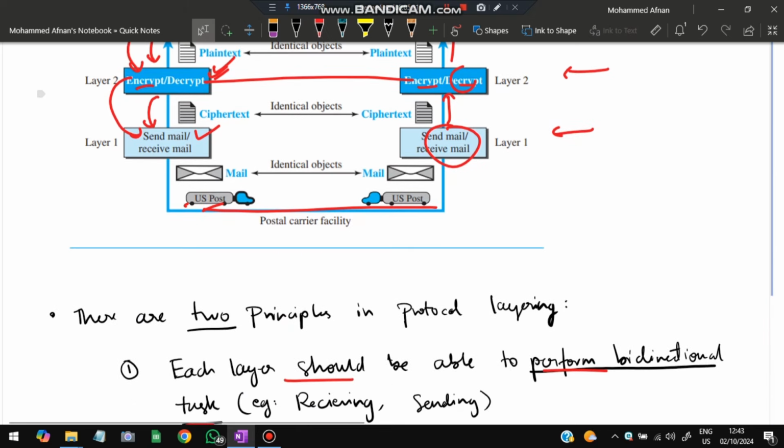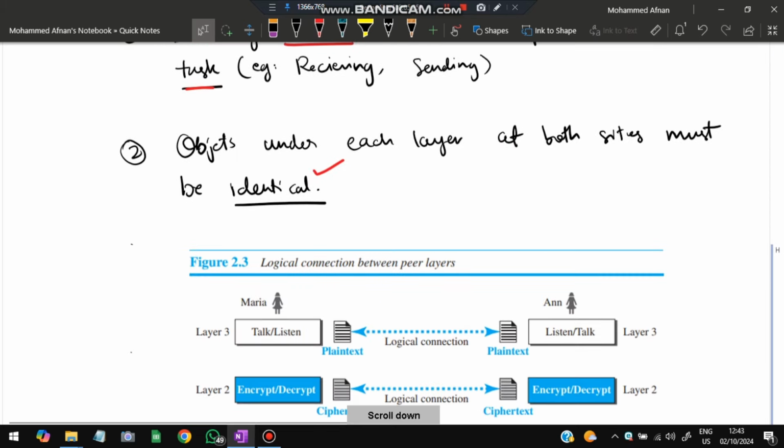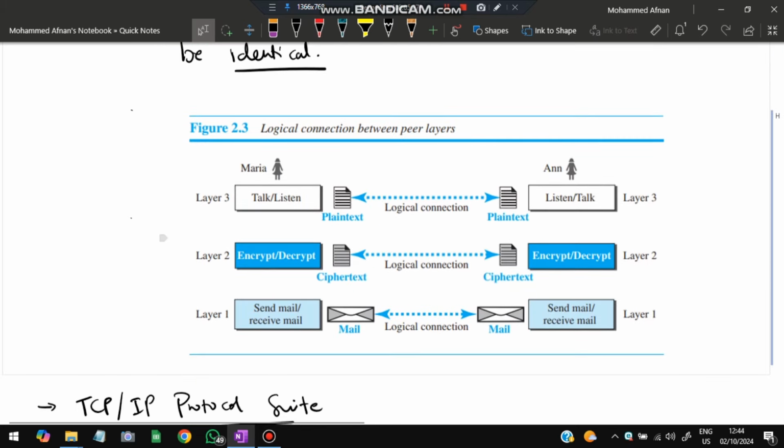So while forming the layers, this should be kept in mind. Okay, so there is a logical connection between the peer layers. Since now we know that there are different layers and it happens step by step, but it happens so fast that we assume that when we send the message, it gets received here.